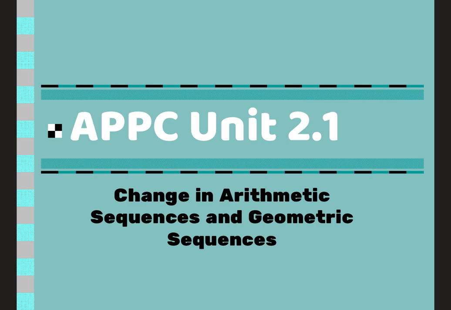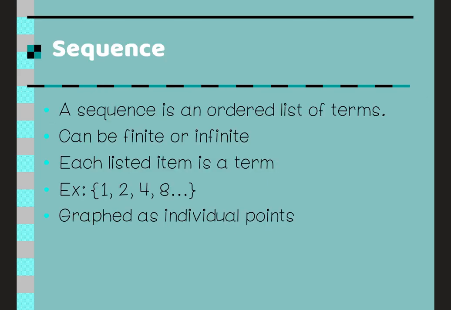All right, so again, today's topic is change in arithmetic sequences and geometric sequences. So we talk about what a sequence is to begin with. A sequence is an ordered list of terms. It can be finite or infinite, which means it can stop or it can continue on in a pattern. And each listed item is called a term.